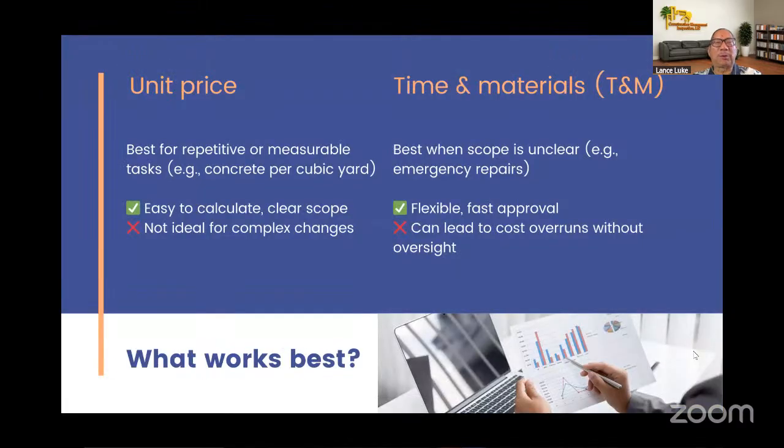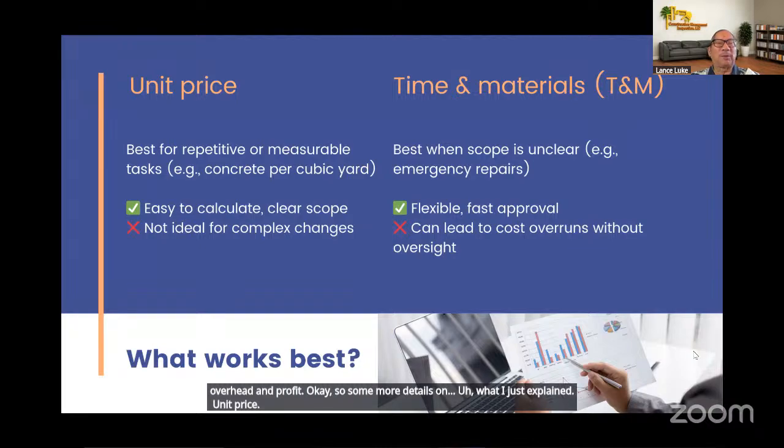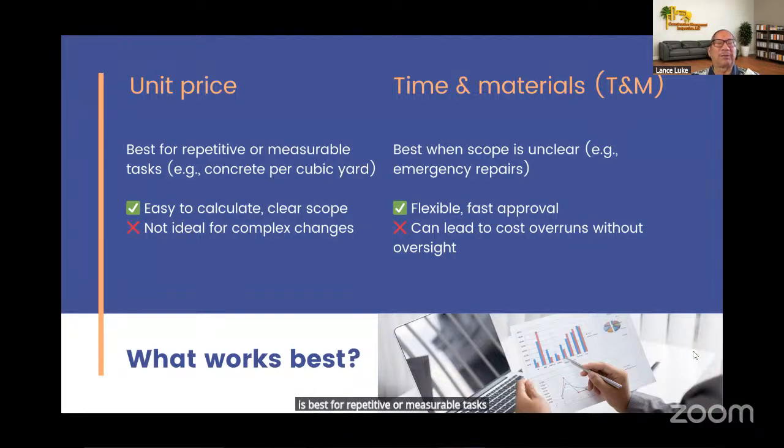Okay, so some more details on what I just explained. Unit price is best for repetitive or measurable tasks. Example, concrete per cubic yard, things like that. Easy to calculate, there's a clear scope. It's not ideal for complex changes.